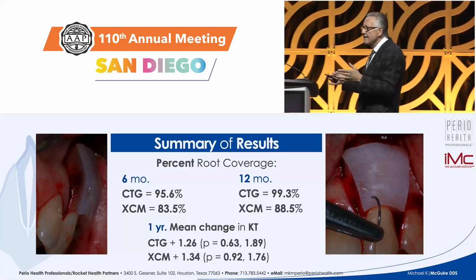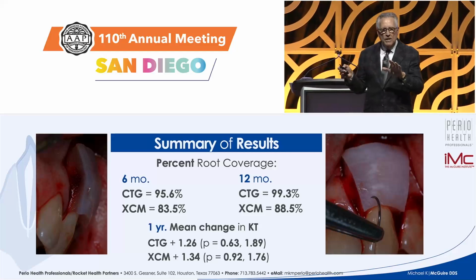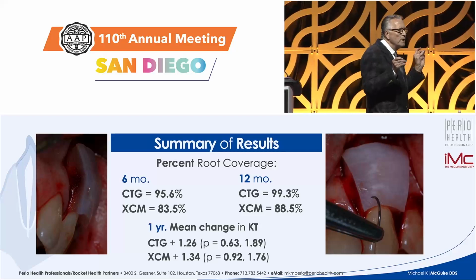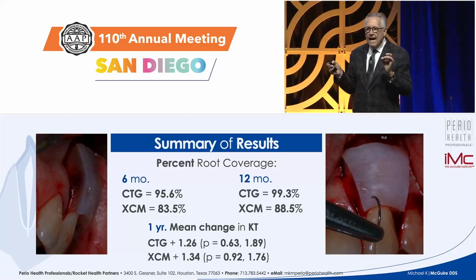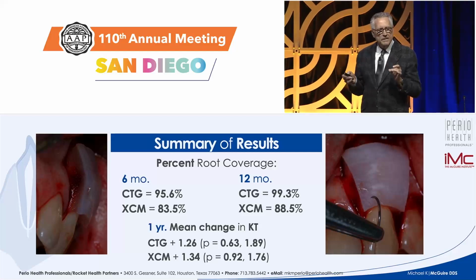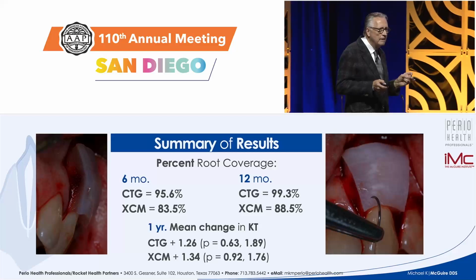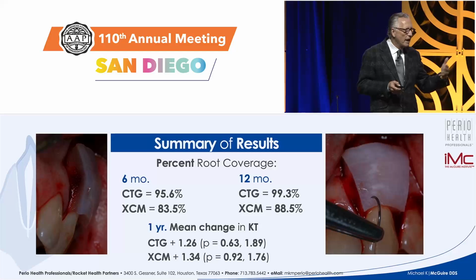They don't mean a lot sitting there by themselves. How about if we need some benchmarks, don't we? So let's ask the broader evidence base. If I have a Miller class 1 and 2 recession and I want to use a connective tissue graft, how much root coverage would I expect at 6 months to 12 months? And the answer is about 89%. So how did we do? Well, we knocked it out of the park, and we'll talk later how we might be able to do that.